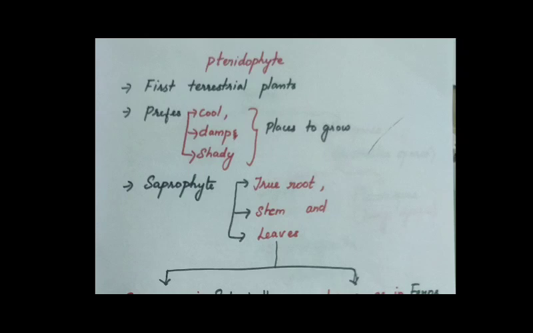In this video, we are going to see about pteridophytes. Pteridophytes are the group of first terrestrial plants which have vascular tissues like xylem and phloem. These pteridophytes prefer to grow in cool, damp and shady areas. And the sporophyte has true root, stem as well as leaves.